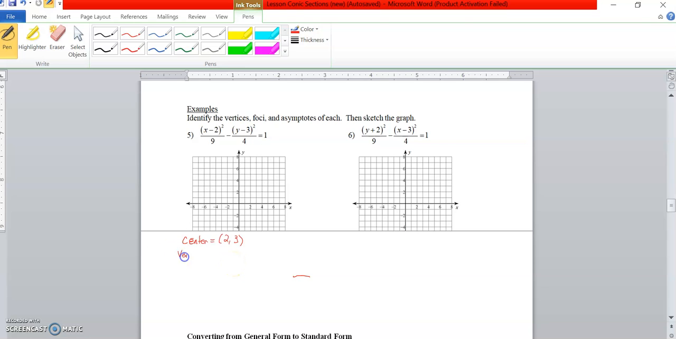The vertices are at -1, 3, and 5, 3. Our foci, I do not have the rounded number there, but it is 2 plus square root 13, 3, and 2 minus square root 13, 3.